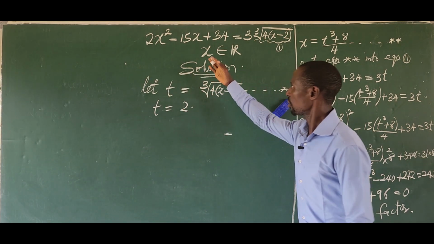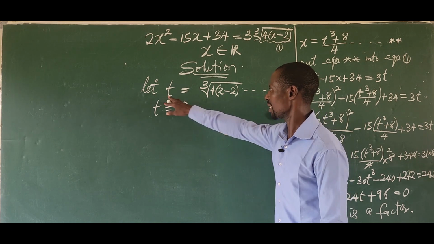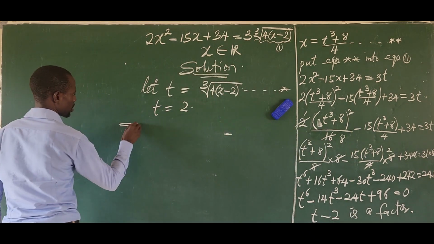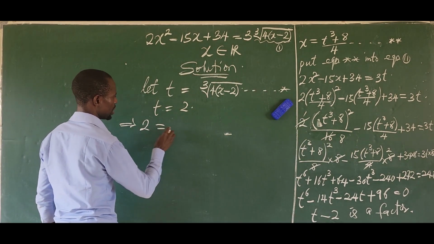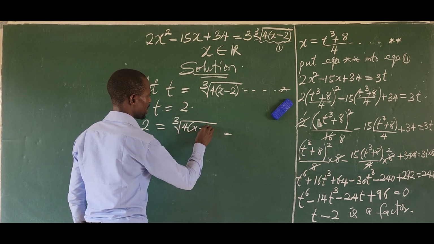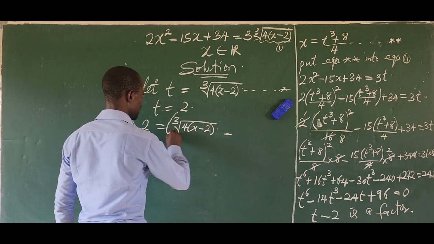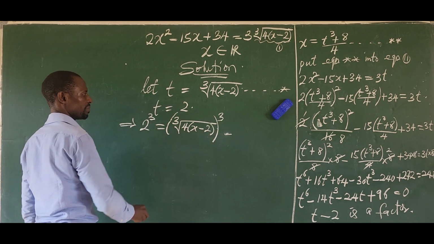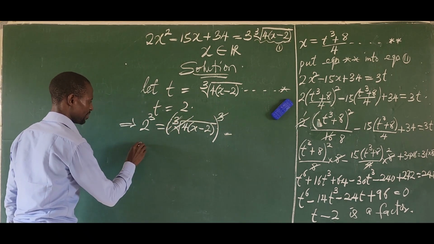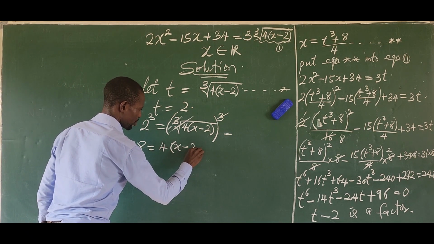So like I said, look at what we are asked to look for: x. So we now remember this expression we made here. Say let t be equal to this. So let's put the value of t into this expression. So substituting this is going to give us 2 is equal to the cube root of 4 into (x minus 2). So to eliminate this, because we are looking for x, we take the cube of both sides. This and this will leave. So if this leaves, we are now having 8 equal to 4 into (x minus 2).